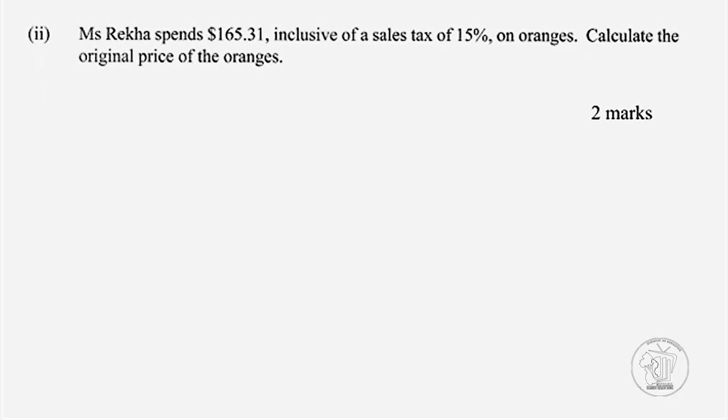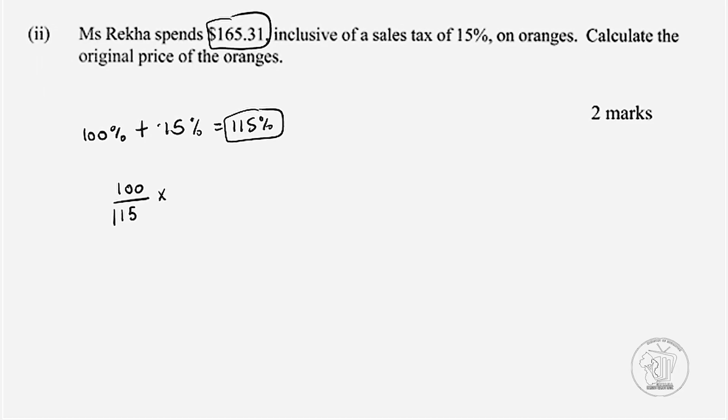So first things first, we see that this here is the cost after the 15% tax. So we know the original cost for the orange would be a 100% cost for the orange, plus the 15% tax would be 115%. So this money here represents 115% of the original cost of the orange. So if you want to find the original cost, we will simply have the 100% over the 115 multiplied by 165.31, and this will give us the original cost for the orange.